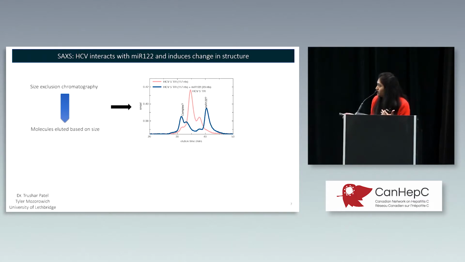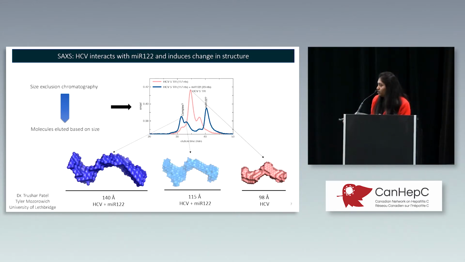What he found was that there were peaks observed with just HCV, and we had different peaks when we added microRNA 122 to HCV. When each peak was analyzed by SAXS to see what structure it gave, we had a 98 Angstrom molecule size with HCV alone. With HCV along with miR-122, we had higher sizes of molecules, and these were also different structures. So this was pretty exciting.